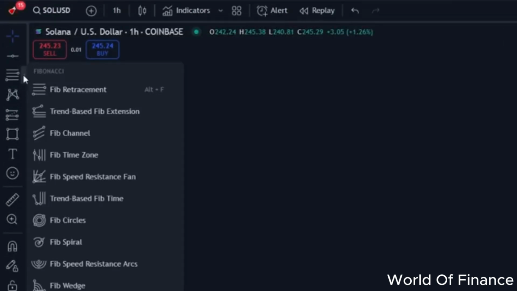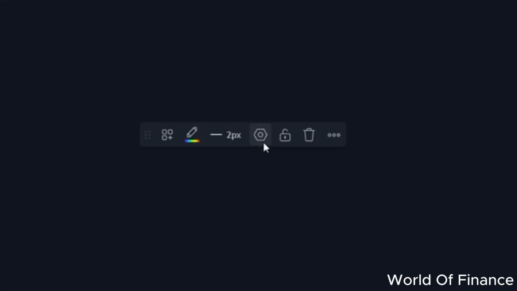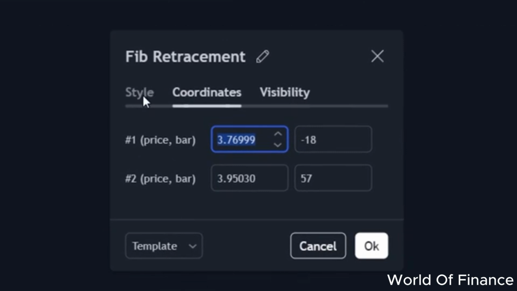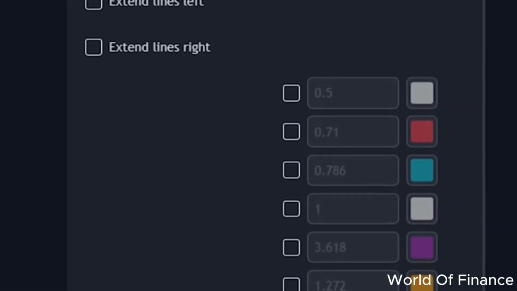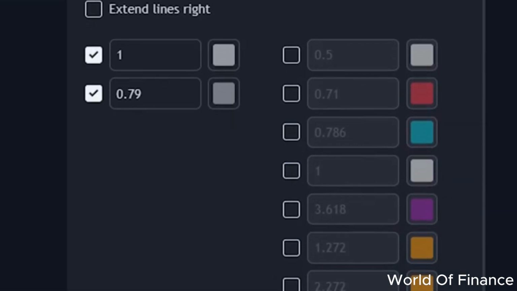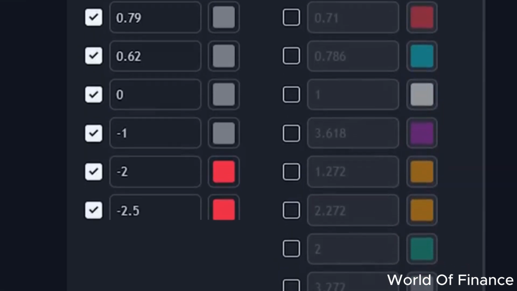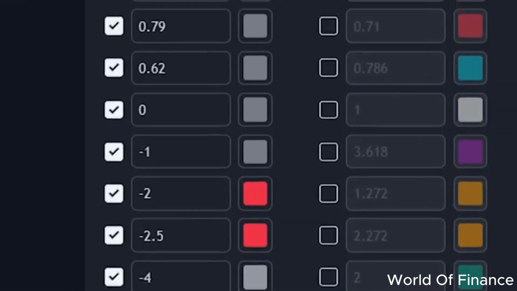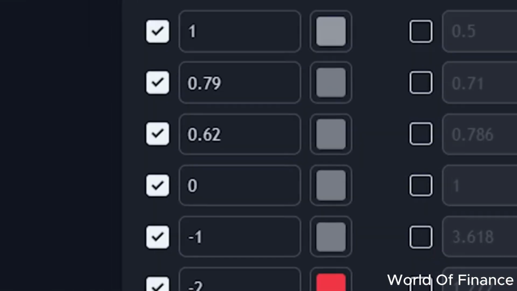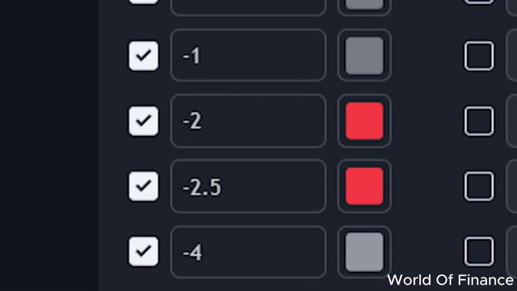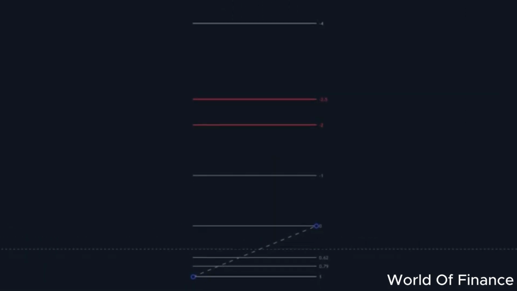First, you want to grab your Fibonacci retracement tool on the left. Next, go to the settings and make sure you're on the styles tab. And you're going to want to change these values to 1, 0.79, 0.62, 0, -1, -2, -2.5, and -4. Make sure all these values are gray, then make -2 and -2.5 red. This will give you something that looks like this.